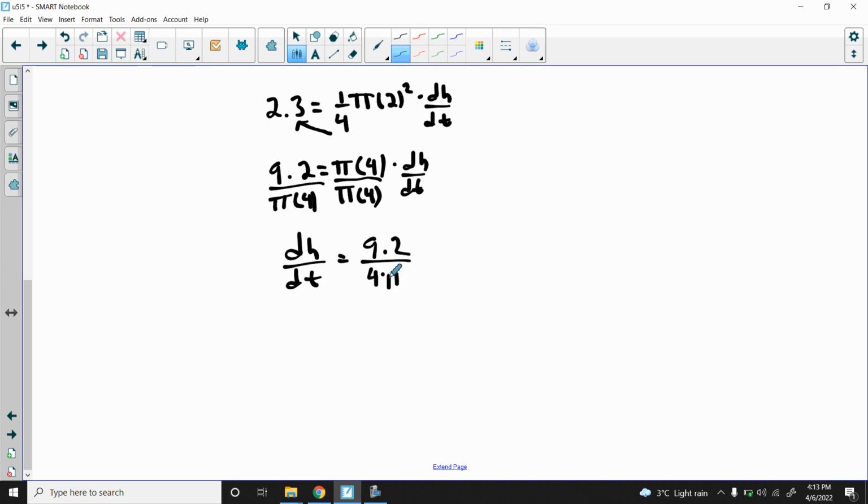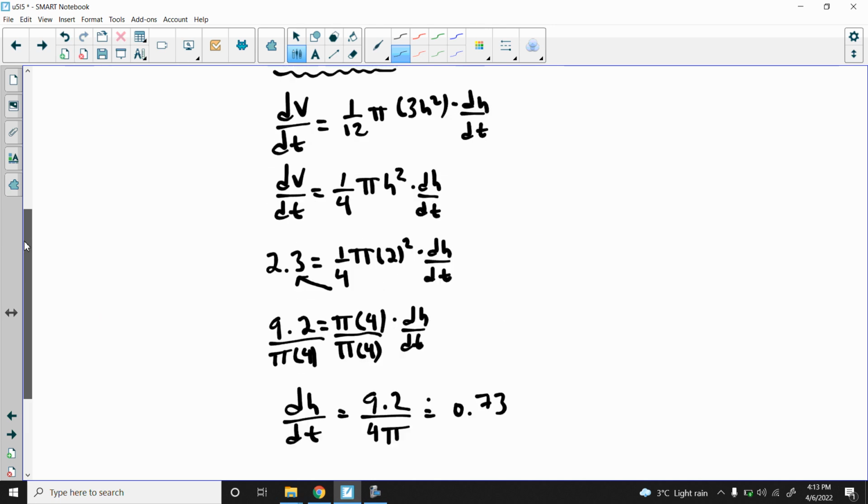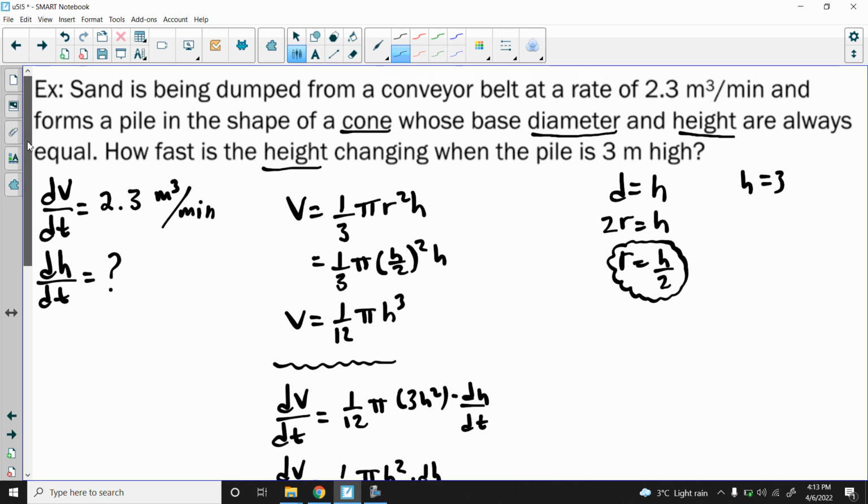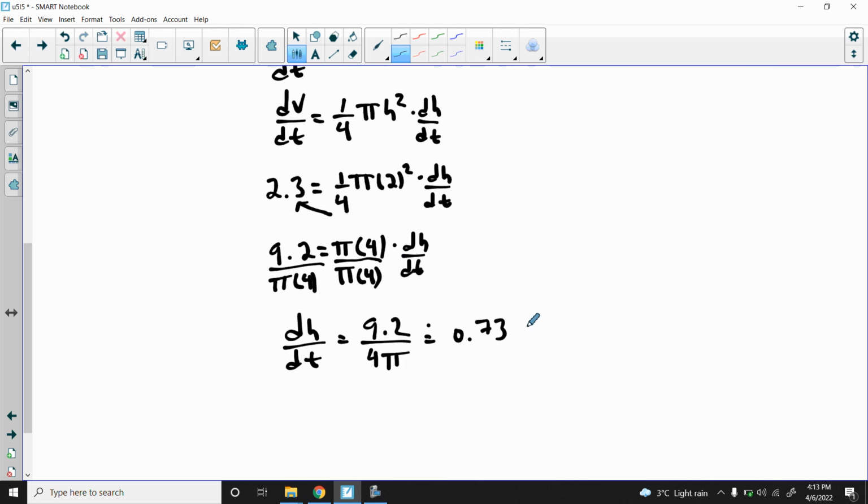And in all honesty, that would be perfectly fine if you wanted to leave that as your answer. I will divide it though, just to give you a different look. Again, this is totally optional. You can leave that answer. So that's 0.73, and this is the exact answer, and this is the approximate answer. And I think everything is meters and seconds here. No, meters and minutes. So meters per minute for the change in height.